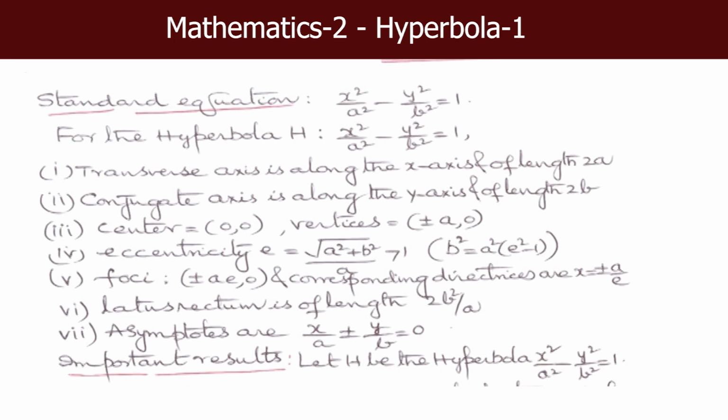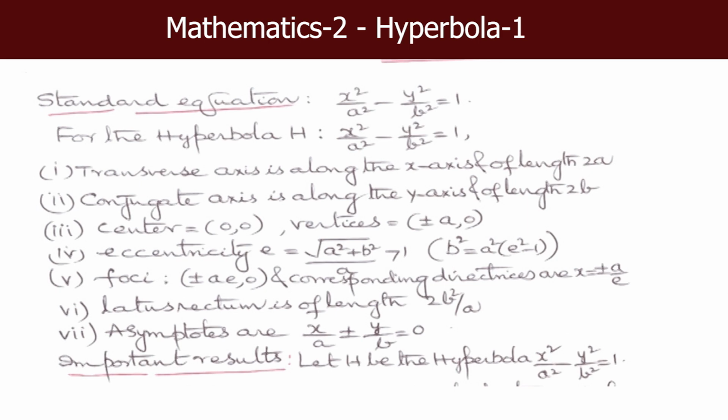In fact, the curve does not intersect the y axis. It does not intersect the y axis in real points, but still if you take 2 points on the y axis, namely (0, b) and (0, minus b), the line segment joining these two is called the conjugate axis, whose length is 2b. Center is once again origin. Vertices are the same as plus or minus a comma 0.